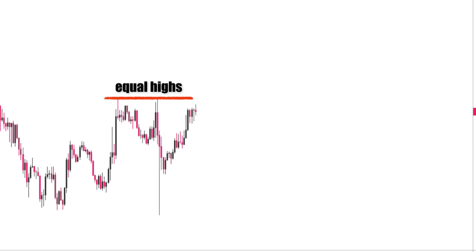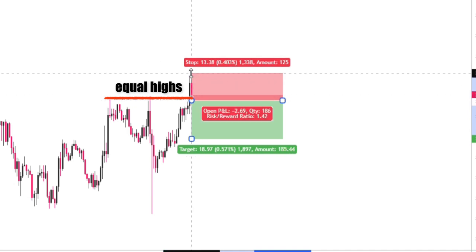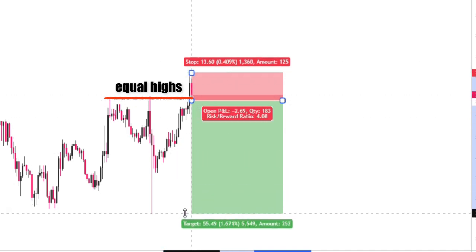Institutions see this very clearly. Price is pushed slightly above the highs, those stops are triggered, liquidity is filled, and then price reverses lower. The key here is patience. You don't sell the highs. You wait for price to take them. Once the liquidity is absorbed, you look for rejection or displacement. You enter short after the sweep, place your stop above the highs, and target the previous swing low.